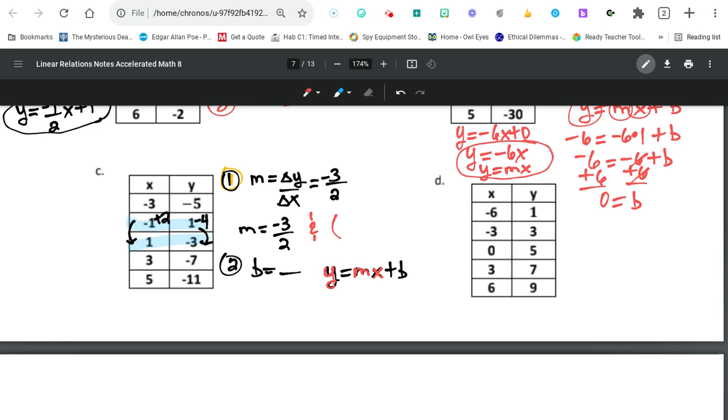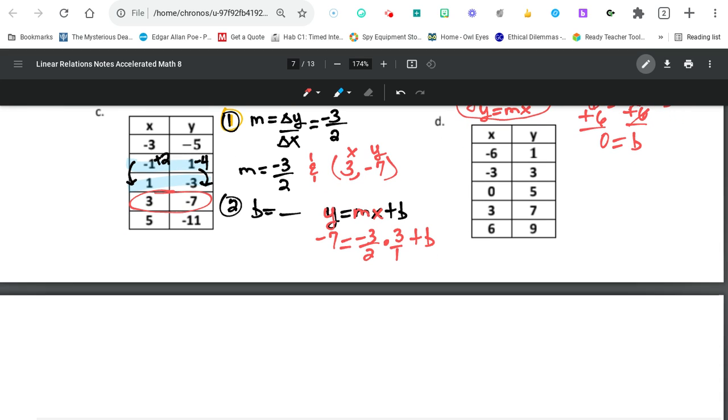But I need a point. So I'm just going to pick a point. I'm going to pick the point (3, -7). All right, that's x and that's y. So y changes to -7. m is -3 over 2. x is 3, I'll put 3 over 1, plus b. All right, so now I'm going to solve for b.